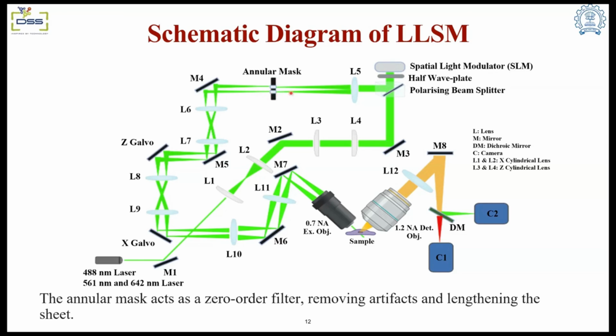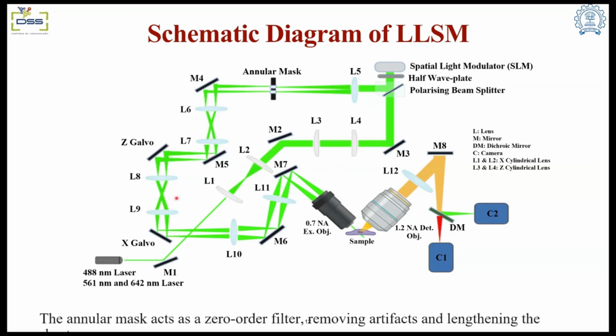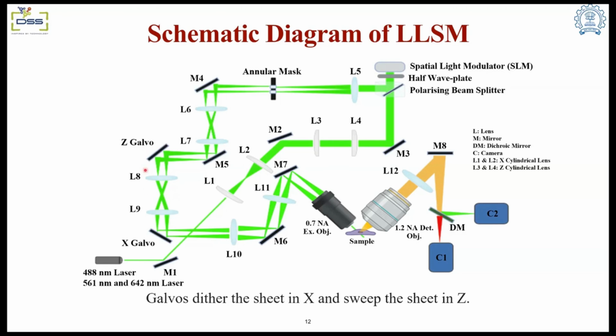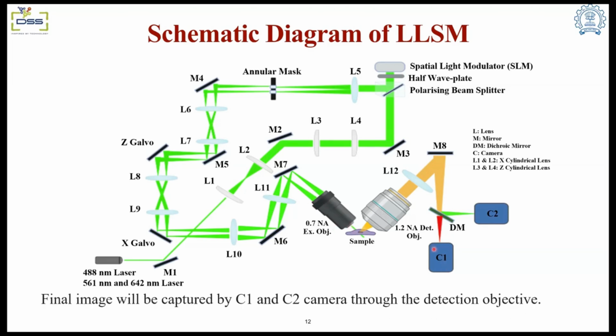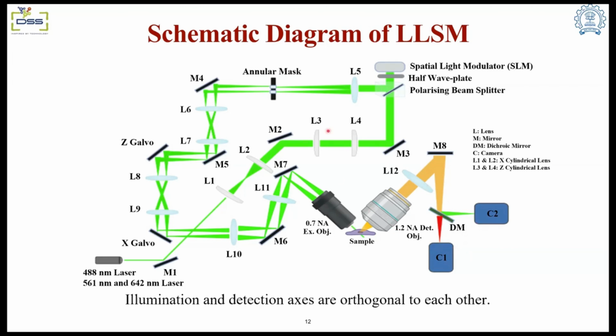It will generate the Bessel beam, and then finally this light will interfere, and then this is the galvo, and the galvo will dither the light. The lattice sheet is formed over the sample through the excitation objective. Here, these are the two cameras. They will capture the image through the detection objective. Here, the illumination and the detection objectives are both orthogonal to each other.